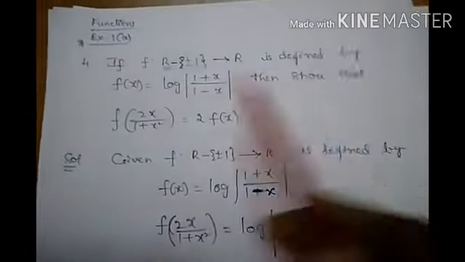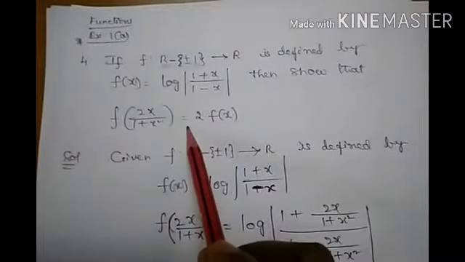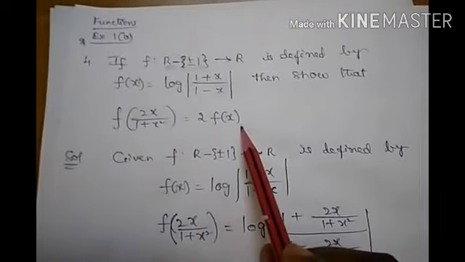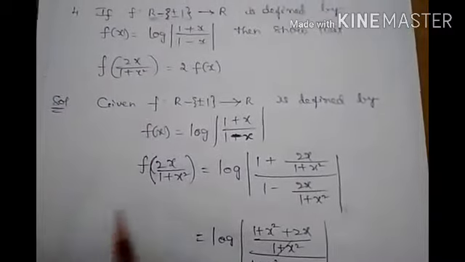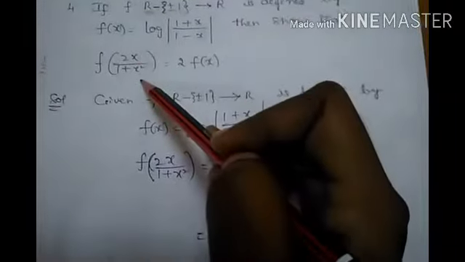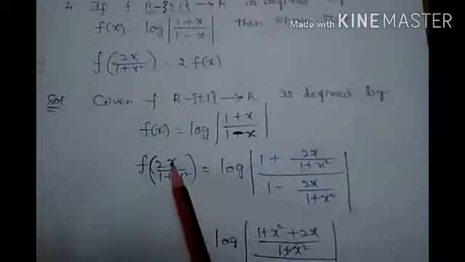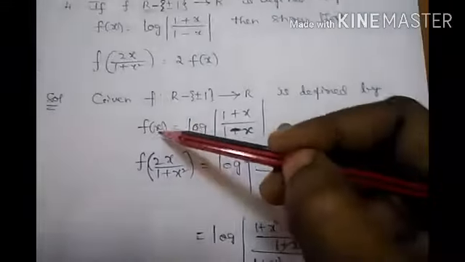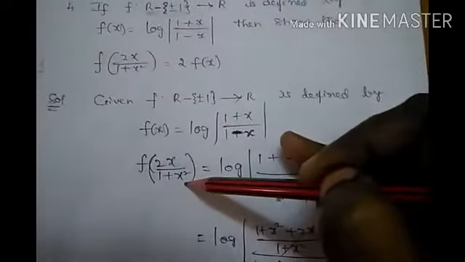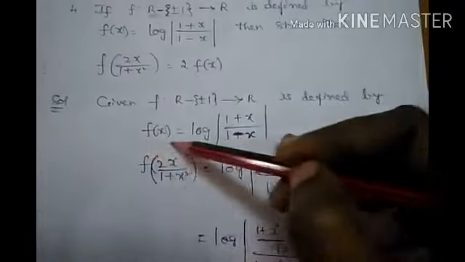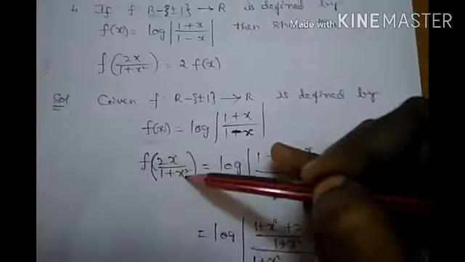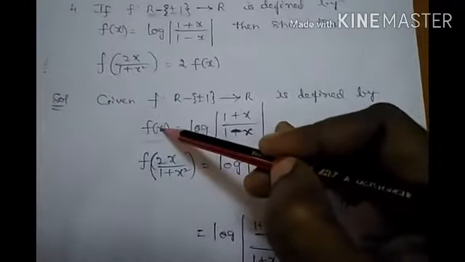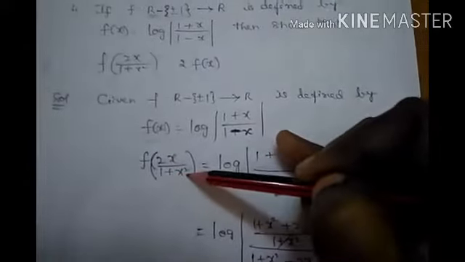Then show that f of 2x by 1 plus x square equals 2 into f of x. Understood? Here, write the given information first, and then we have to find the value of f of 2x by 1 plus x square. So take f of 2x by 1 plus x square. Instead of x, I am writing 2x by 1 plus x square in the left hand side. Observe this, f of x. Here f of 2x by 1 plus x square, here instead of x I am writing 2x by 1 plus x square.